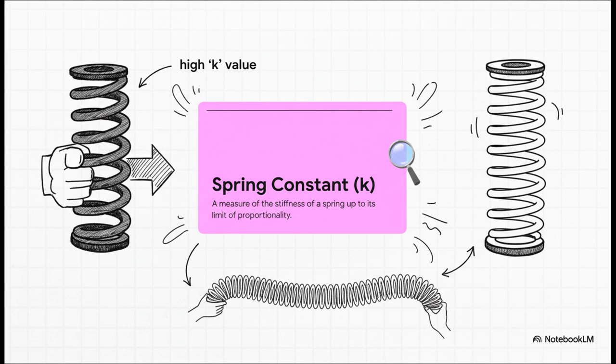Every spring has its own unique K value. Think about a heavy-duty spring in a car's suspension. That's going to have a really, really high K. It takes a ton of force to compress it even a little. But a slinky, that's got a super low K value. It stretches with almost no effort at all.